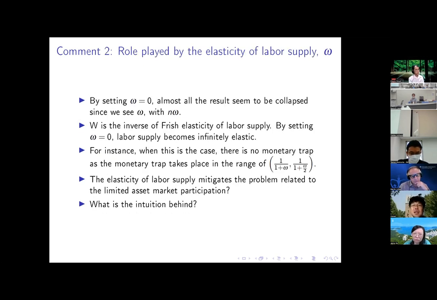And the second comment is related to the elasticity of labor supply, omega. So as Jenny explained, omega stands for the inverse of the Frisch elasticity of labor supply.